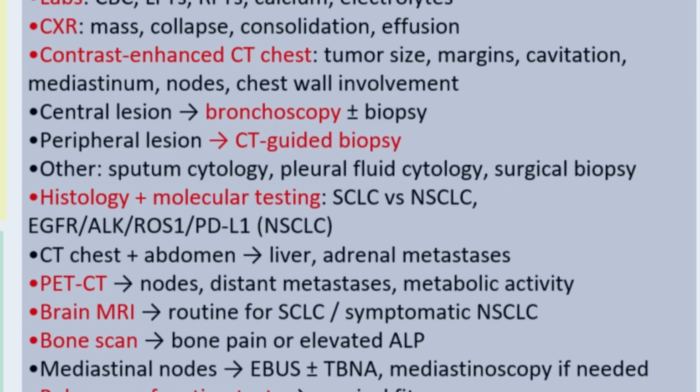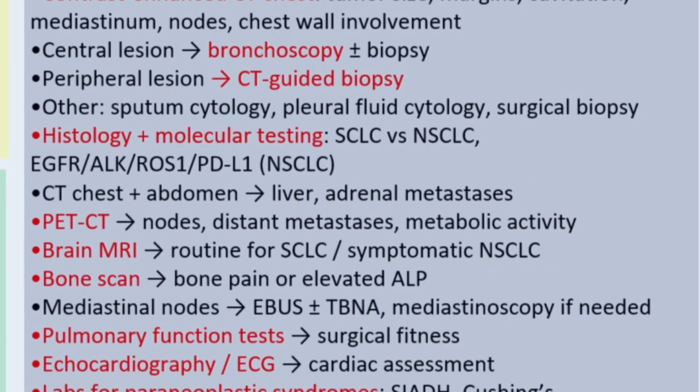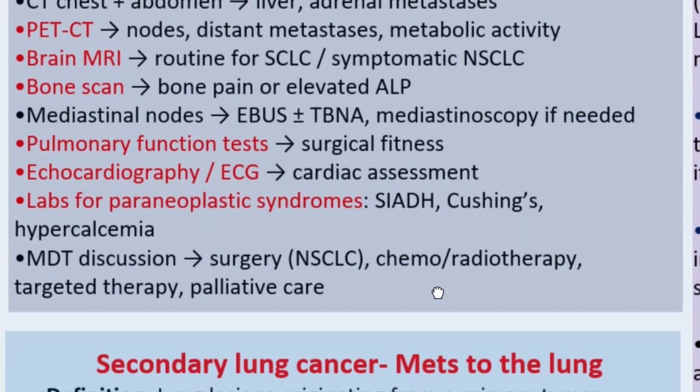Then we have the MDT discussion, multidisciplinary team discussion, where we involve surgery, chemotherapy. Then we have the multi-drug therapy discussion, where we discuss whether we are going to do surgery. That is especially in non-small cell lung cancer, chemotherapy, radiotherapy, then targeted therapy. For example, if you have these genes like EGFR, ALK, ROS1, PDL1, and then palliative care.